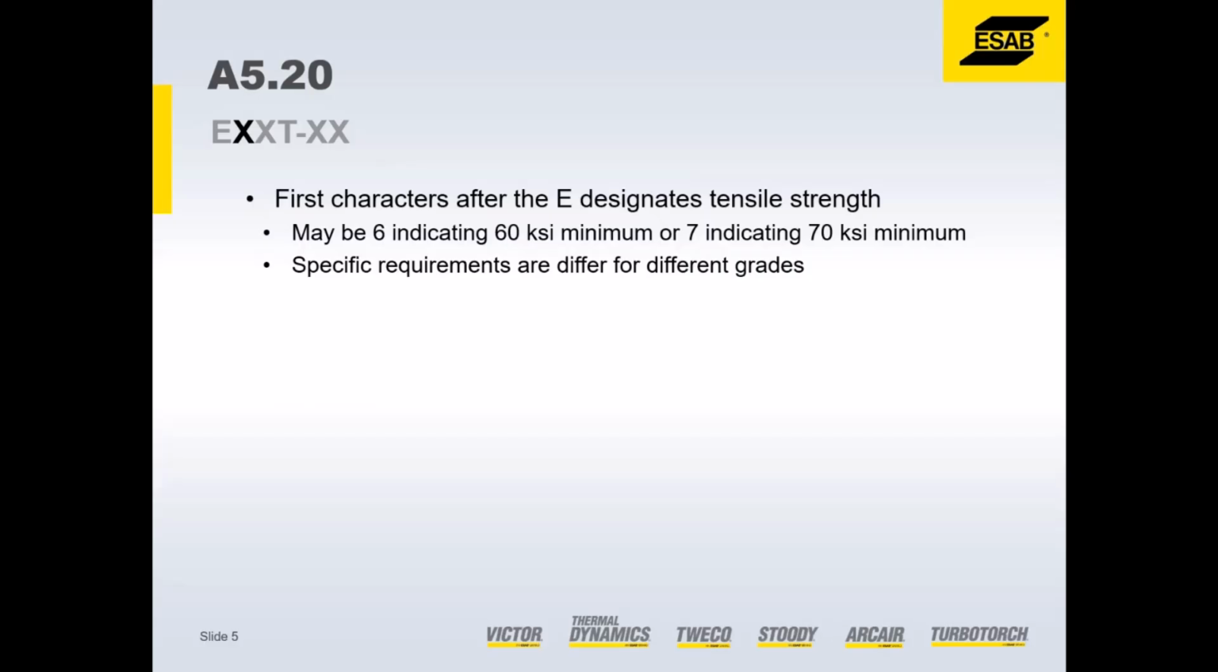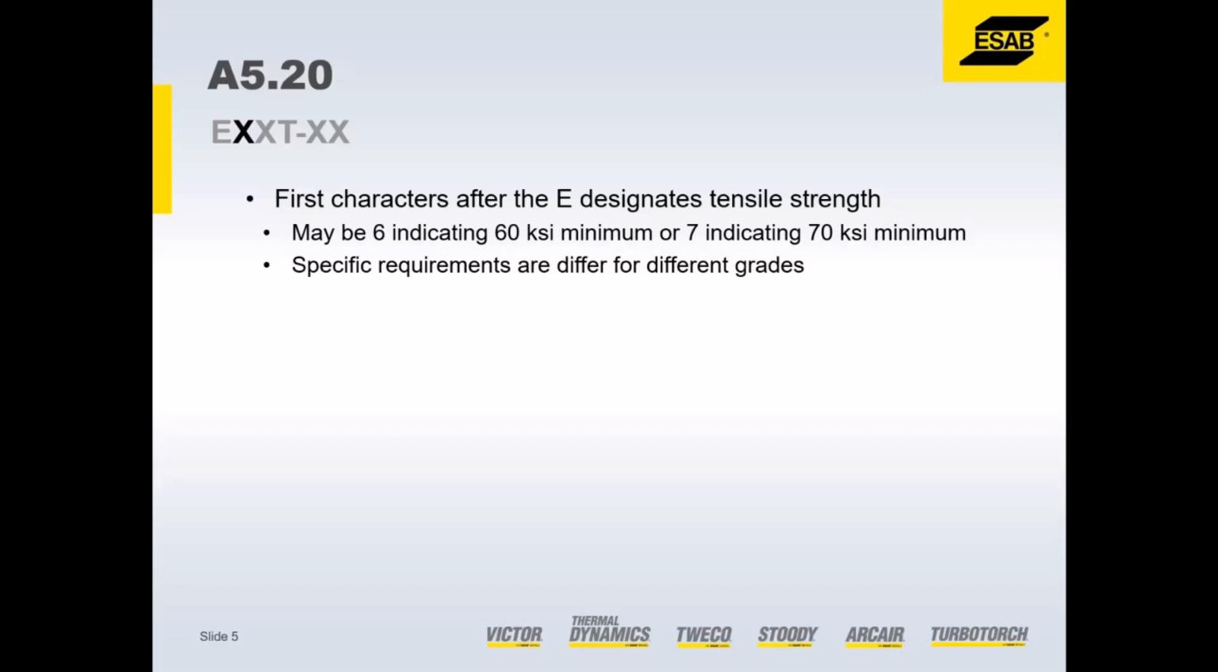So just like a stick electrode, E is going to be electrode. You're not going to use a flux core wire for TIG typically. There are some out there, but it's not that common. So all these wire products are going to have that E and not the R. They're all meant to carry electrical current.